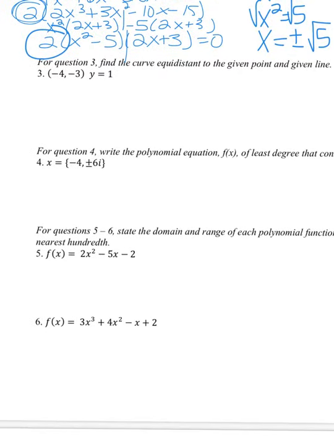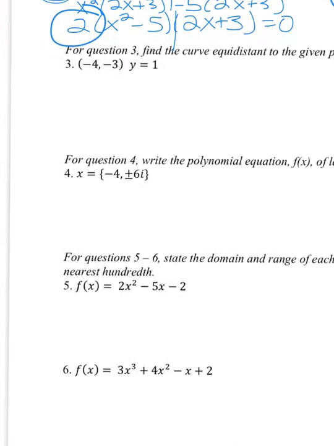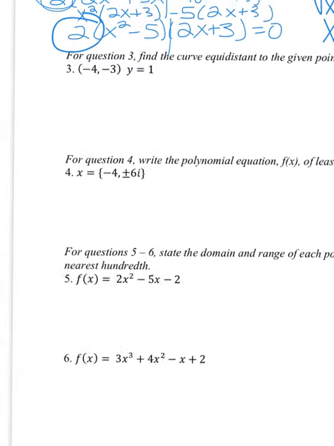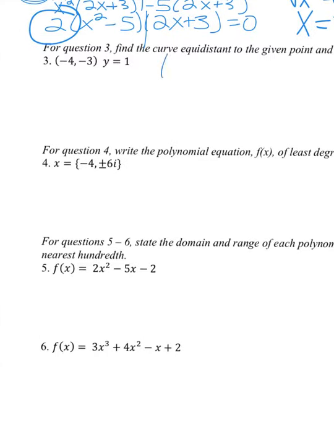Number 3, find the curve equidistant to the given point and line. So this is your parabola. The parabola formula is x minus h squared equals 4p times y minus k. So this is your focus and the directrix. So always draw this out. So negative 1, 2, 3, 4. 1, 2, 3. That's down here. Y equals 1 is up here.